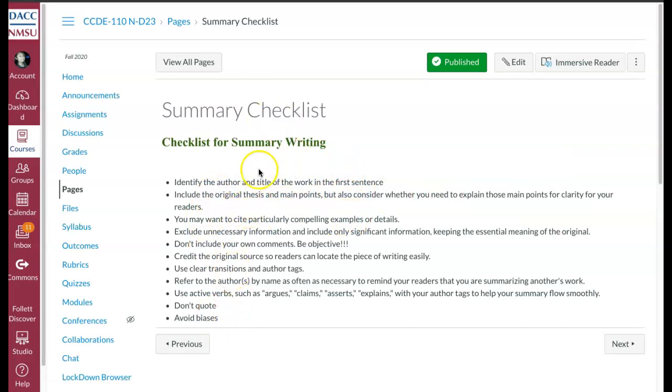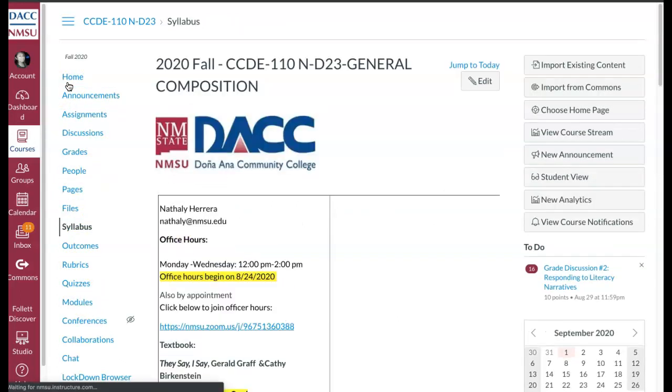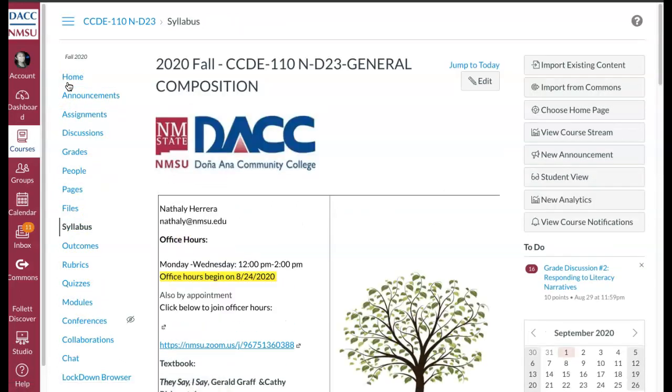Whenever you are done with your summary, go over this checklist and try to make sure that your summary achieves all of these things, because basically this checklist lists everything that a summary should include and should not include, like quotations and biases and things like that. So this concludes our lecture on chapter 2 as well as on the summary and response module.